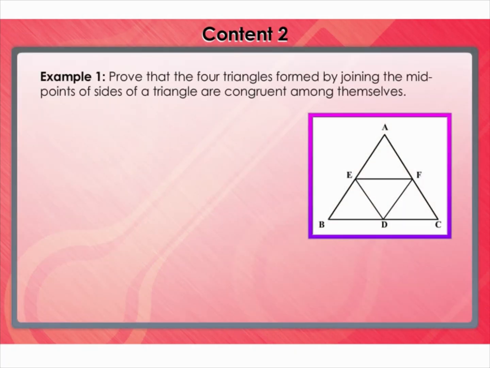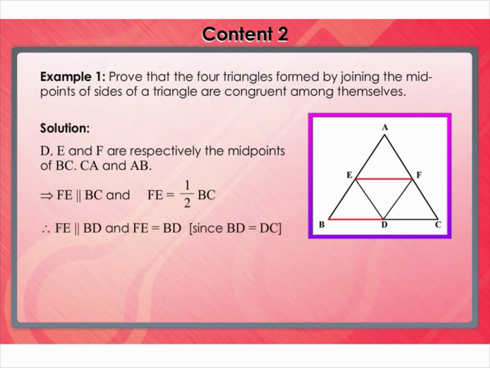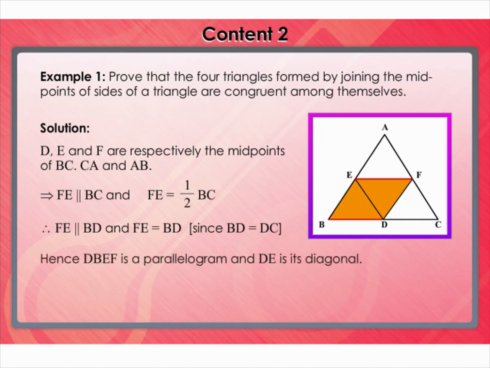Let's see a few examples here. Prove that the four triangles formed by joining the midpoints of sides of a triangle are congruent among themselves. Consider the triangle ABC. D, E, and F are respectively the midpoints of the sides BC, CA, and AB. This implies FE is parallel to BC and FE is half of BC. Therefore, FE is parallel to BD and FE is equal to BD, since BD is equal to DC. Hence, DBEF is a parallelogram and DE is its diagonal.